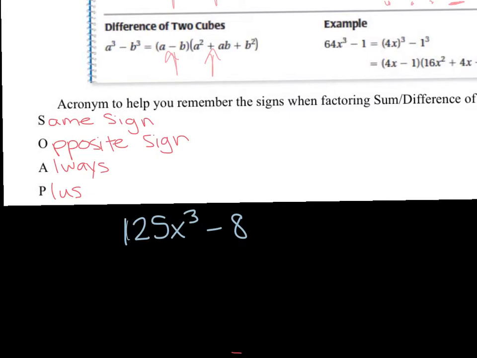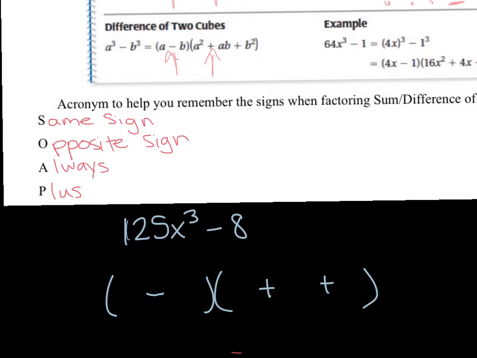So we're always going to need to start with our two sets of parentheses. So same sign, opposite sign, always plus. So it's the same sign, so we're going to keep the minus. Then it's the opposite sign. So opposite of a minus would be a plus, always positive.